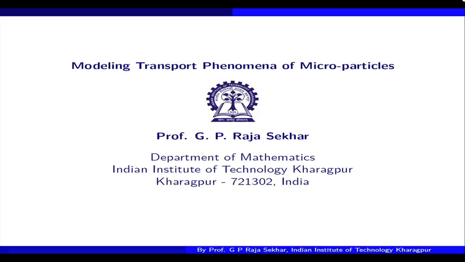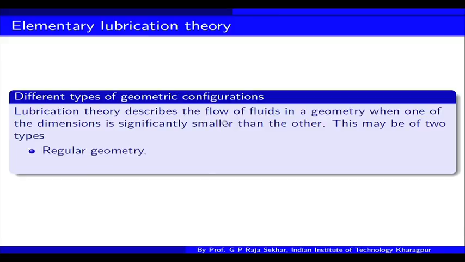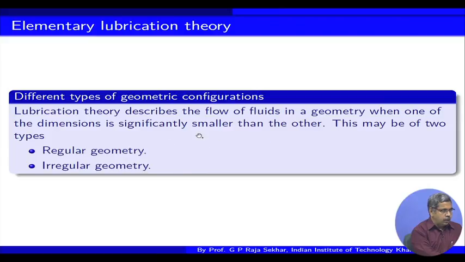So, let us see. Lubrication theory describes the flow of fluids in a geometry when one of the dimensions is significantly smaller than the other. This applies to regular or irregular geometry. When we say one dimension is smaller than the other, naturally one can bring in the concept of aspect ratio. With a large aspect ratio, how does the corresponding approximation work?